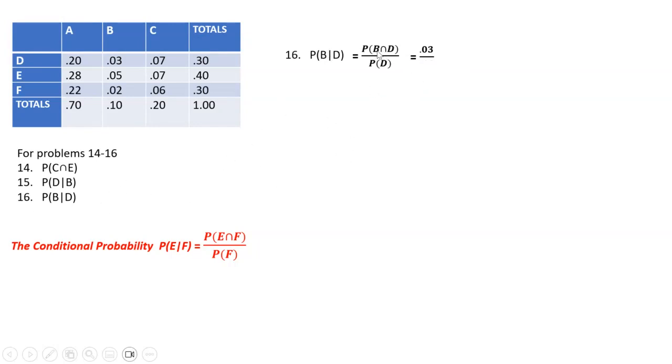Now for number 16, we know that the probability of B intersects D will be 0.03. This is B, and D will be 0.03. What's the probability of D? 0.30. So it's going to be 0.03 over 0.30, which is going to give us 1/10. That's my solution for number 16.